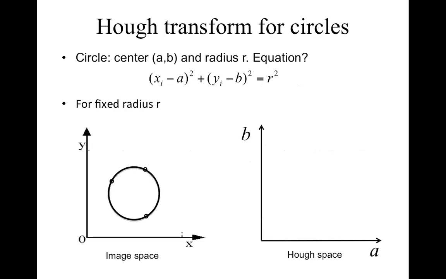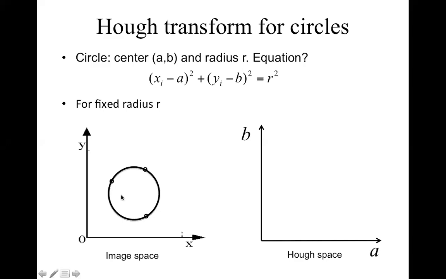Okay, so the parameterization of a circle is this one: (xi minus a) squared plus (yi minus b) squared equals r squared. So a point on a circle of center a, b, and radius r has distance r from the center. Now we distinguish here two cases. One case is that we know the radius r of the circle that we are looking for in the image.